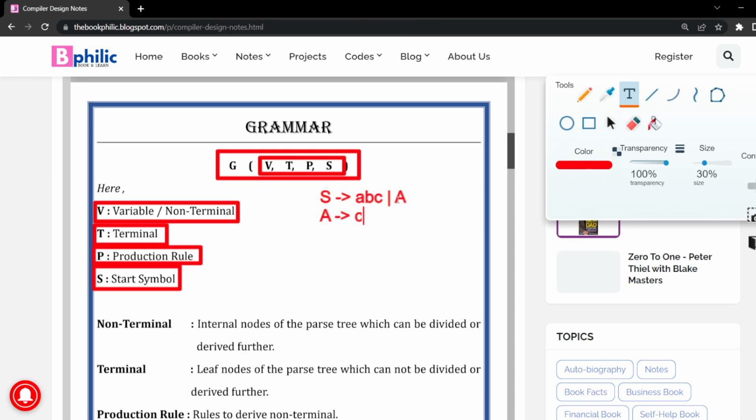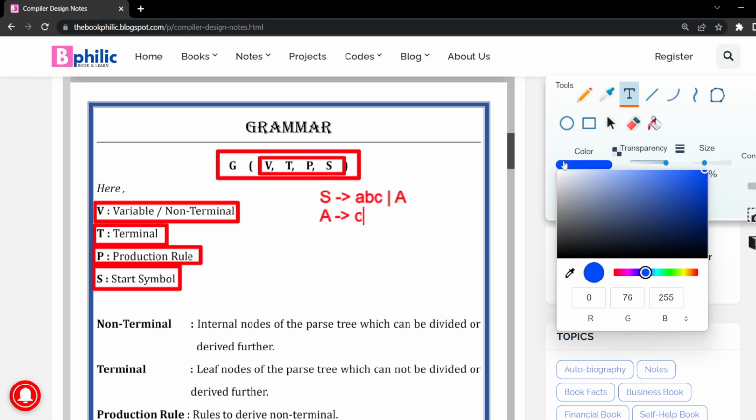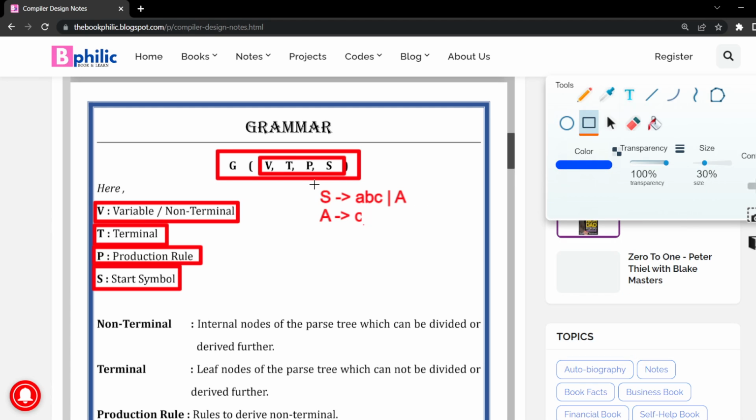Okay, now what do you mean by this variable, terminal, production rule, and start symbol? So let us understand it. First of all, you have to understand that S derives A B C or capital A, and capital A derives small c. This collection of rules is nothing but the production rule that we have written over here and nothing else.